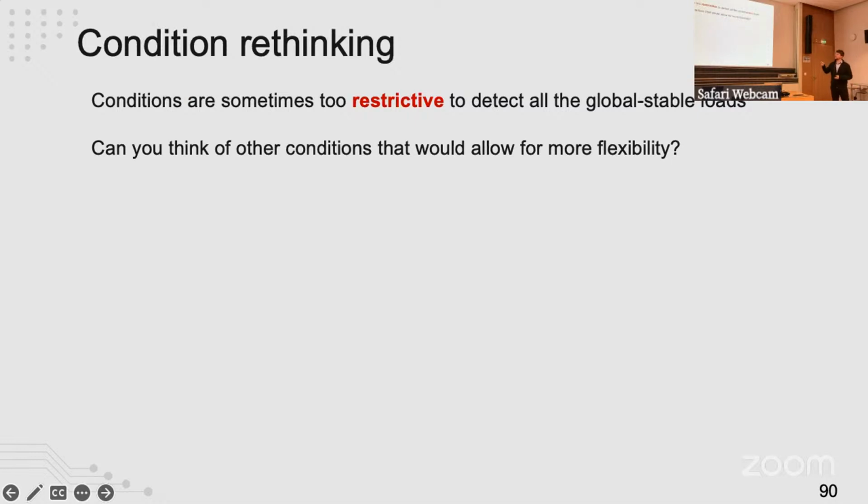Another one is about the conditions. The conditions are sometimes too restrictive to detect all the global stable loads. Can you think of any other conditions that would allow for more flexibility? I remember the silent stores. Well, I think I was just looking at another paper which talks about eliminating silent stores. So if you eliminate silent stores, then maybe, yes, you can significantly improve the performance.